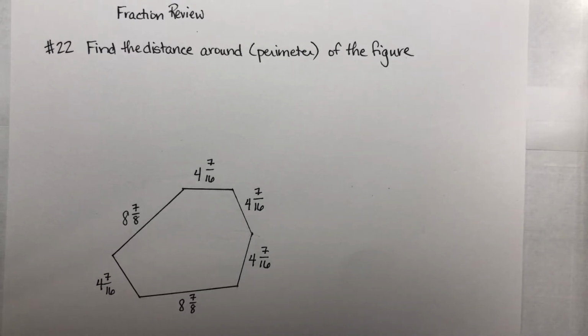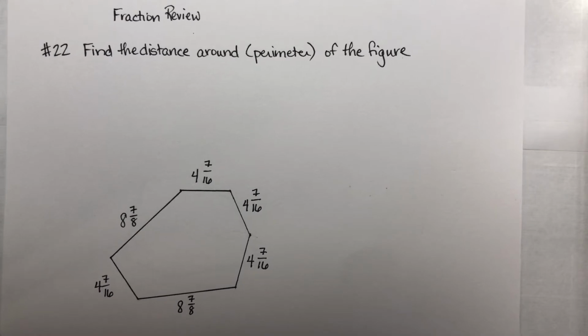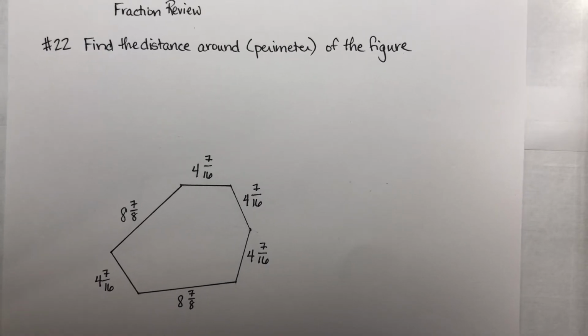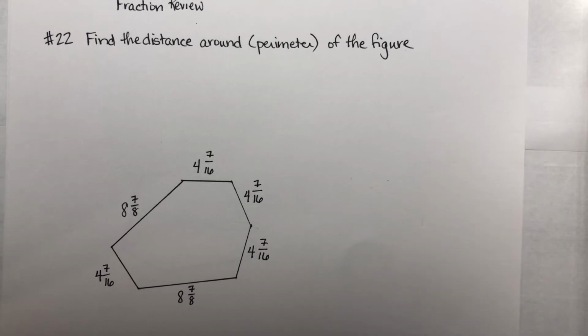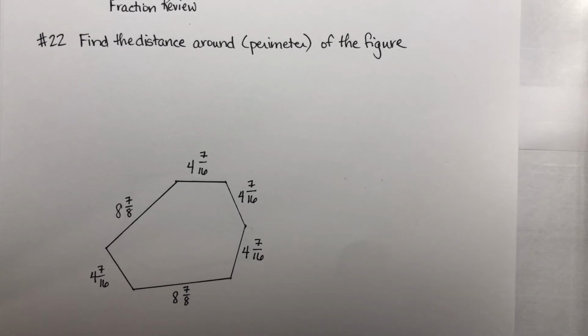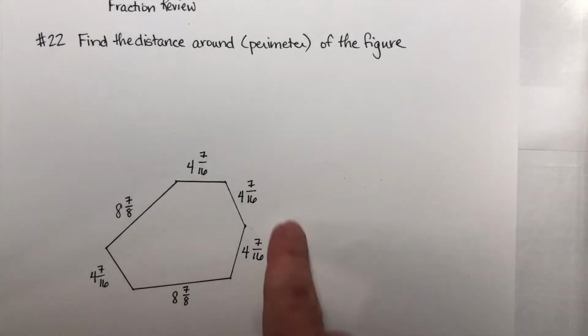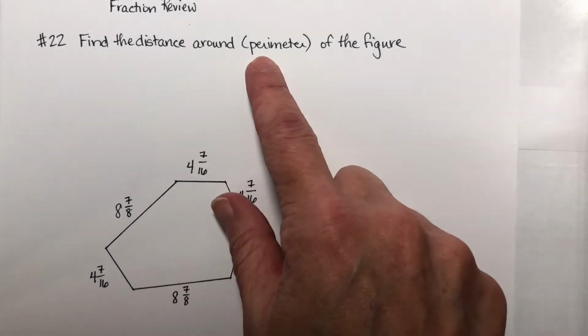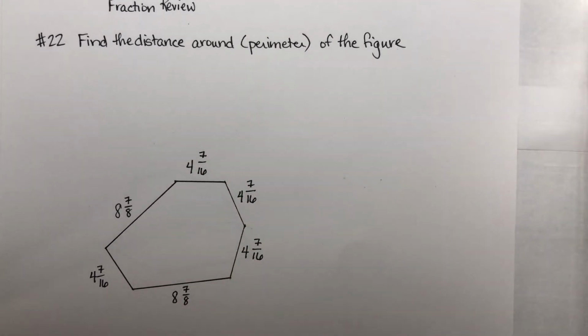Okay, I was asked to work number 22 from the fraction review. One more reminder that we all have different numbers, slightly different problems. This problem asked me to find the distance around the figure, which is also called the perimeter of the figure. And what we do is we just add up all the sides.